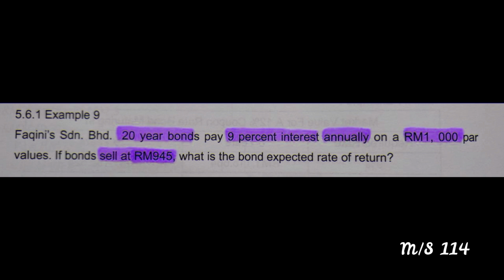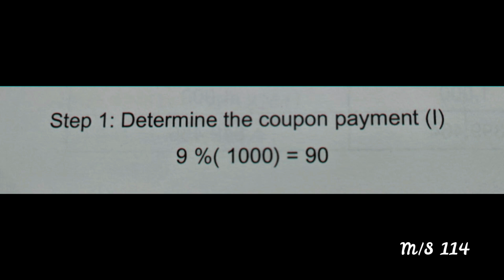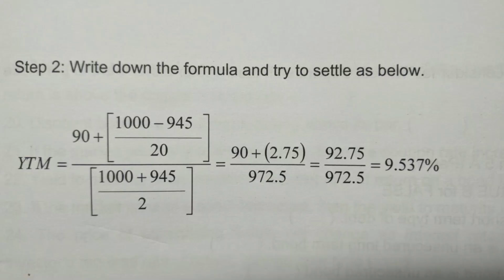From this question, we need to highlight: 20-year bond, 9% interest rate annually, 1000 par value, and the bond sells at 945. First, we need to determine the coupon payment. 9% multiplied with 1000, we get 90. To calculate YTM, we need to find I, Po, Mo, and N. I is 90, Po is 1000, Mo is 945, and N is 20 years. Write down the YTM formula and calculate.